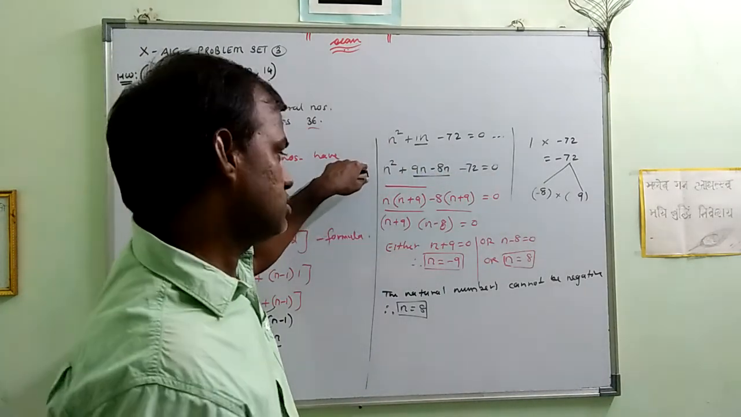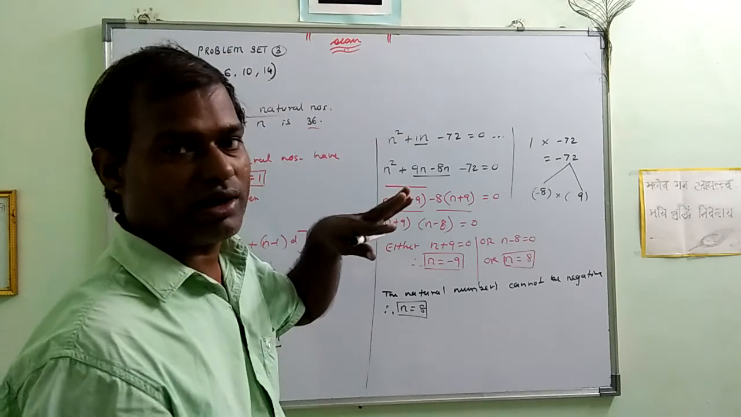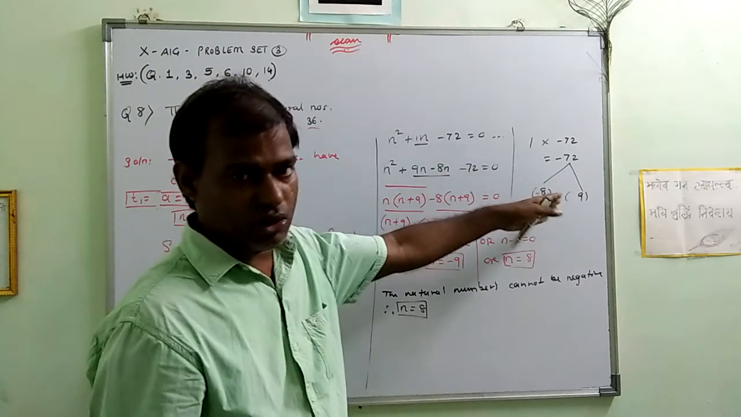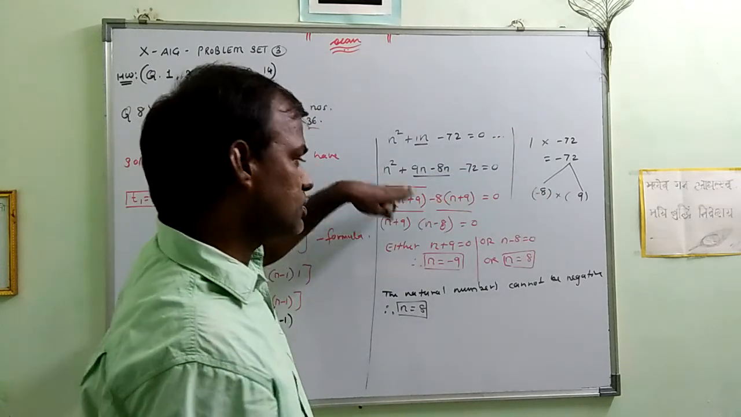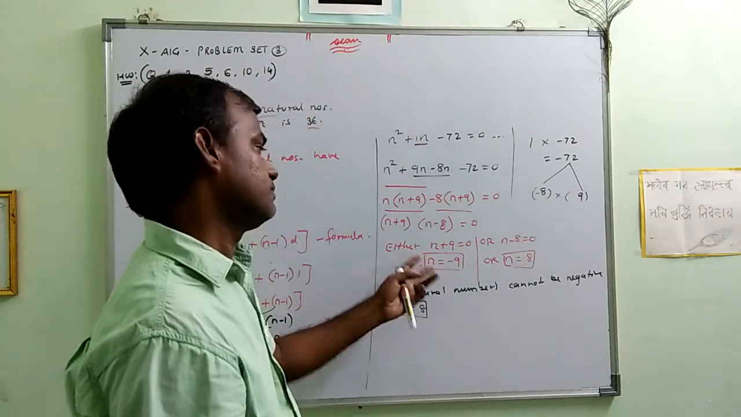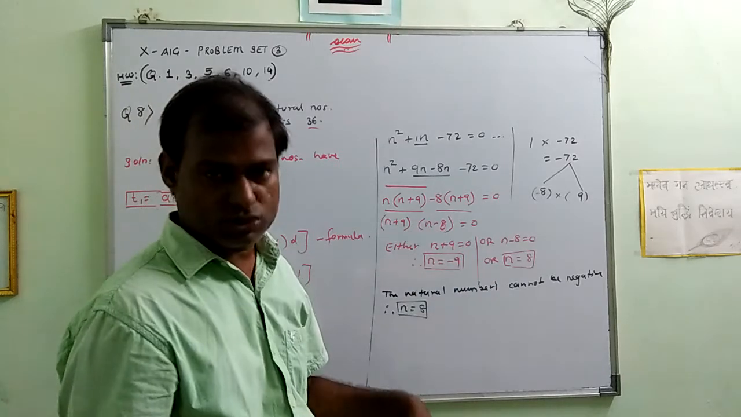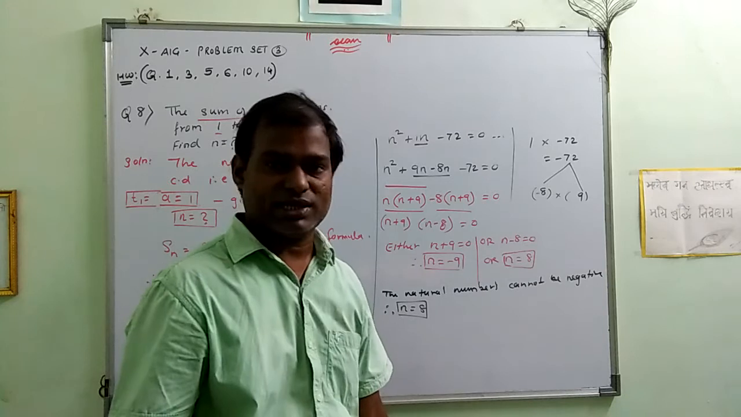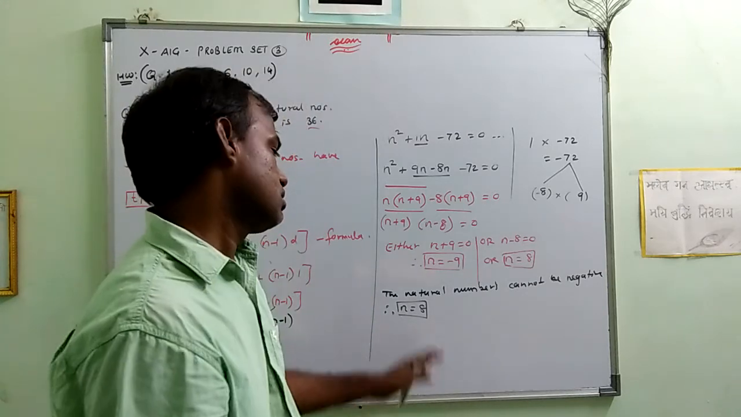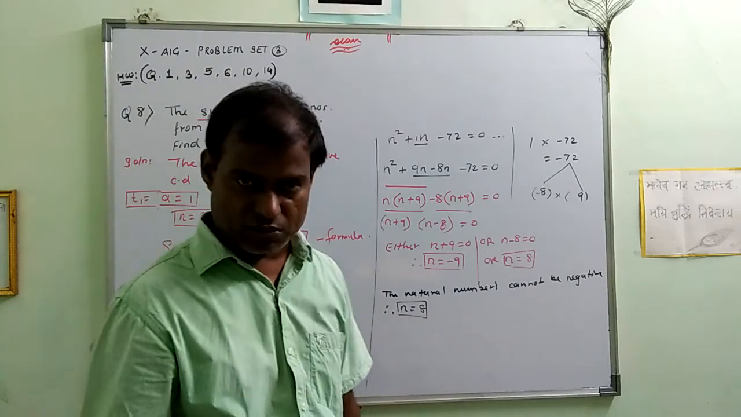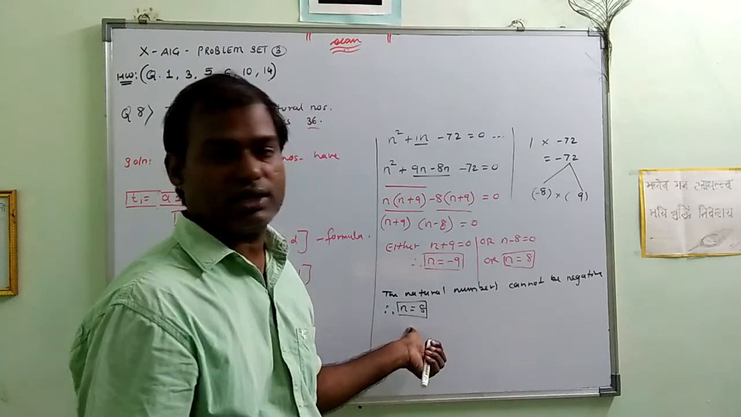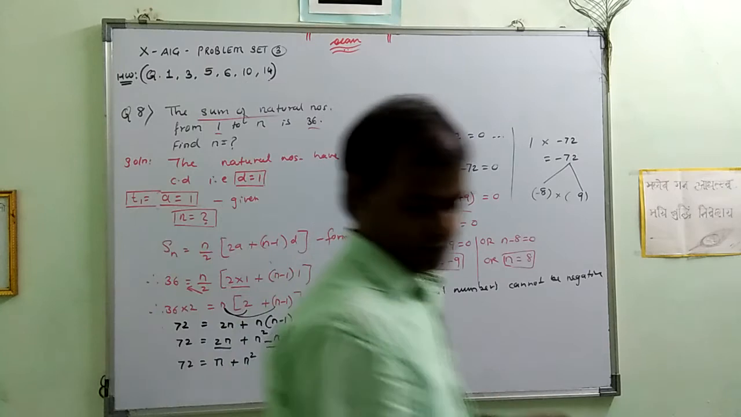We'll solve it further. You should know how to solve quadratic equation. I've already explained how to solve. And after solving that, we get two factors. So those two factors are equal to 0, which gives us one value as minus 9 and another as 8. Since negative number cannot be a natural number, we'll take the another value. So this is how we get n equals to 8.